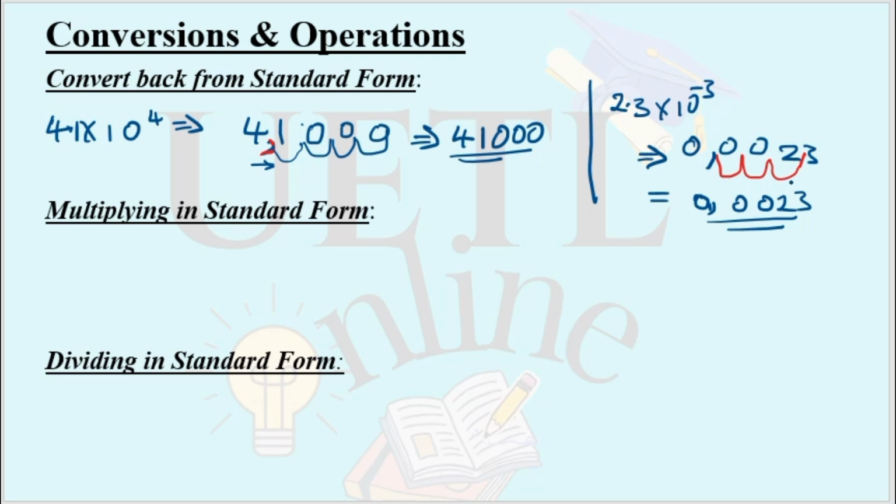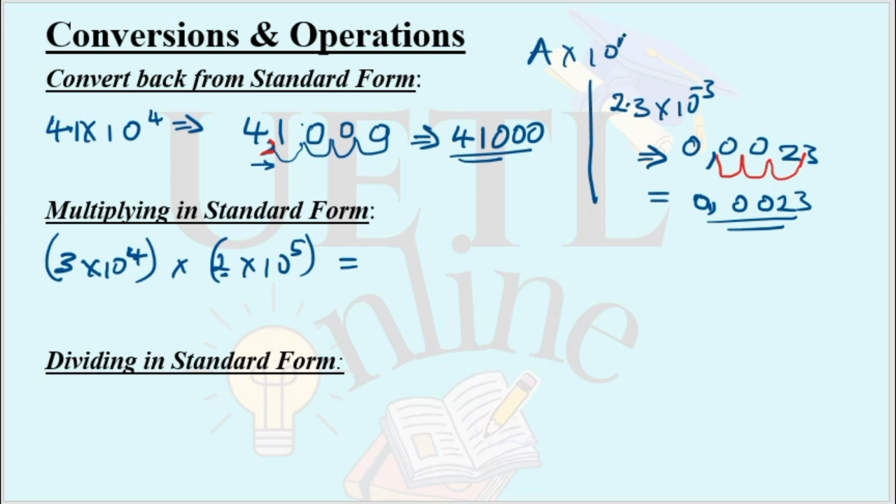Okay, let's go on. Let's see how you multiply in standard form. Let's say you're given two numbers in standard form. Let's say you're given 3 times 10 to the power 4 being multiplied by 2 times 10 to the power 5. So what you do is you multiply these numbers, these a's. You remember this form, right? You multiply these a's.